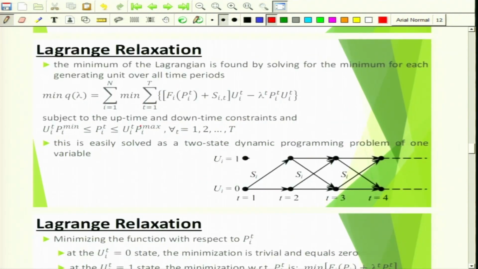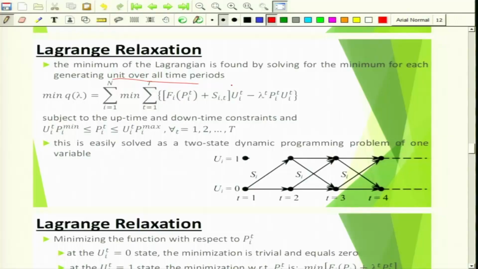Now the minimum of the Lagrangian is found by solving for the minimum of each generating unit over all time periods. If you find the minimum of each generator for all time periods and put them together, then you are eventually getting the minimum for all generators, right? So the minimum of the dual function q of lambda is nothing but summation of i equal to 1 to n of the minimum of this function that we got in the last slide, subject to the uptime and downtime constraints also.